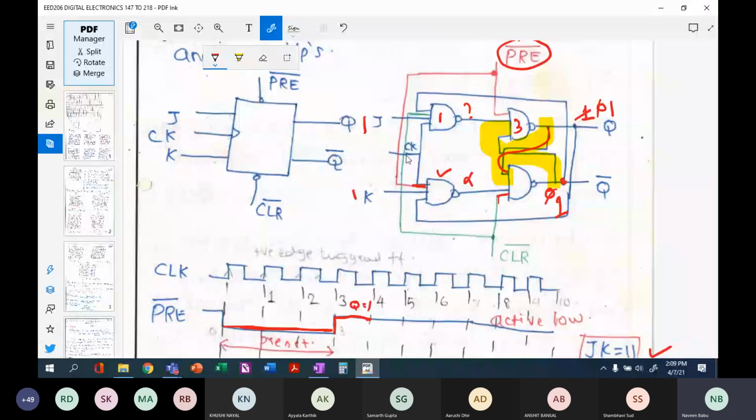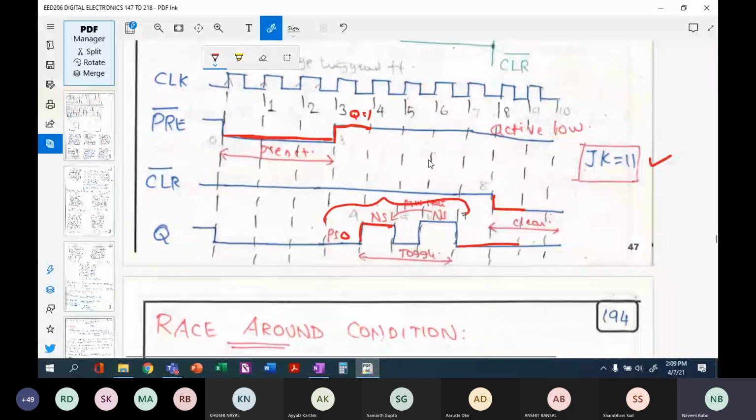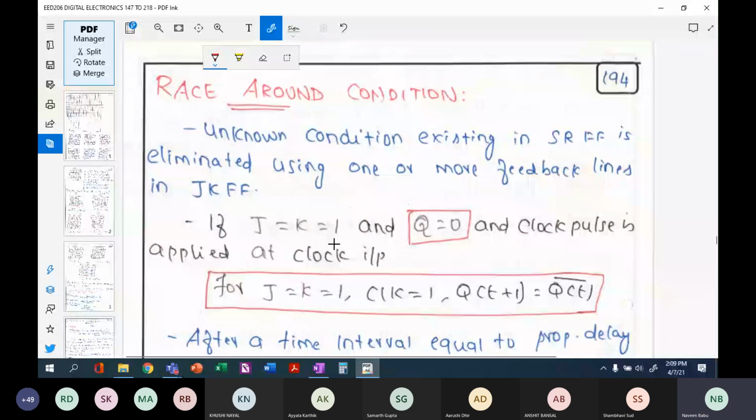So now how do you avoid this? This particular condition is called the race around condition. Ideally, whenever your preset value is equal to 1, your Q value must be equal to 1 like this, but it is toggling between ones and zeros. Now let us see step by step what is actually happening. Though I explained it using the diagram, let us see it in theoretical form.